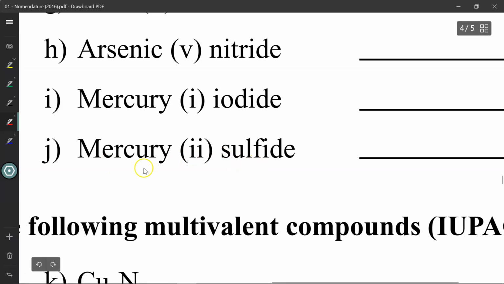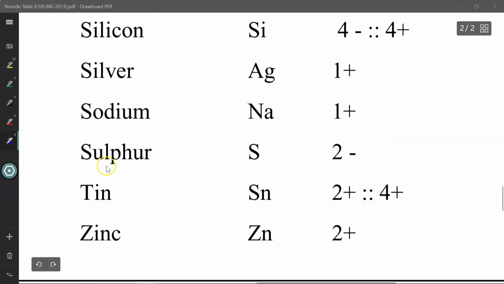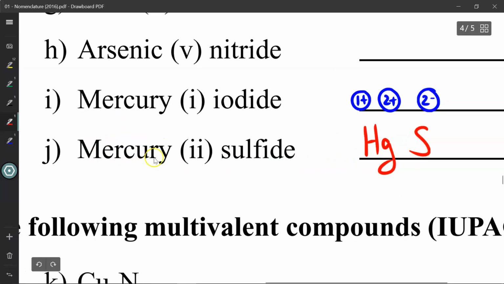So let's do a sample question. Mercury 2 sulfide. Mercury's symbol is Hg, and it is multivalent with 2 options, 1 plus or 2 plus. While sulfide, used to be called sulfur, is monovalent with a 2 minus charge. Since it says mercury 2, I know that it's that species of mercury, not mercury 1, so I can cross that one out. Now that I have a 2 plus and a 2 minus, they add up to 0. So everything is summed to 0. I don't need to put any subscripts here. I'm going to erase my rough work at the top. And the chemical formula for mercury 2 sulfide is HgS.